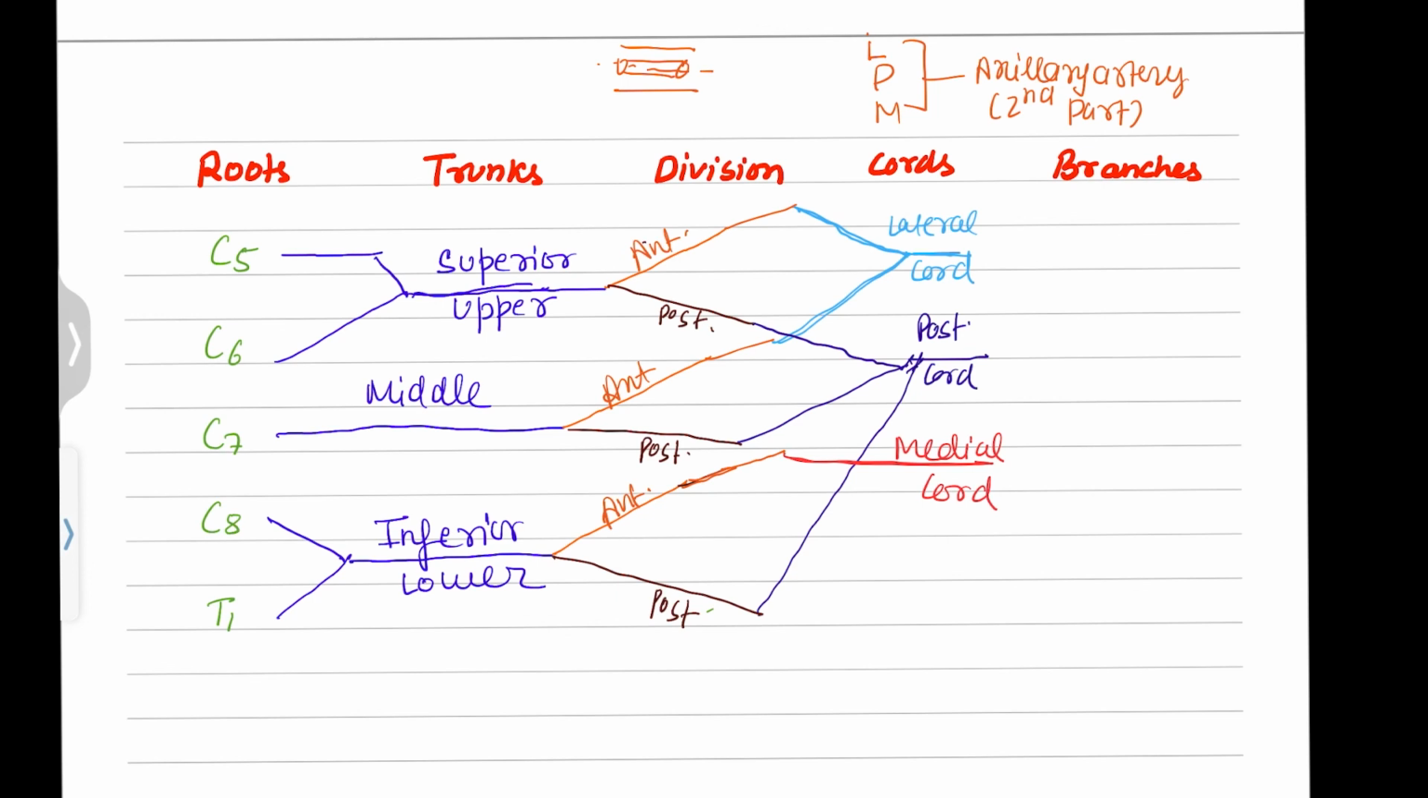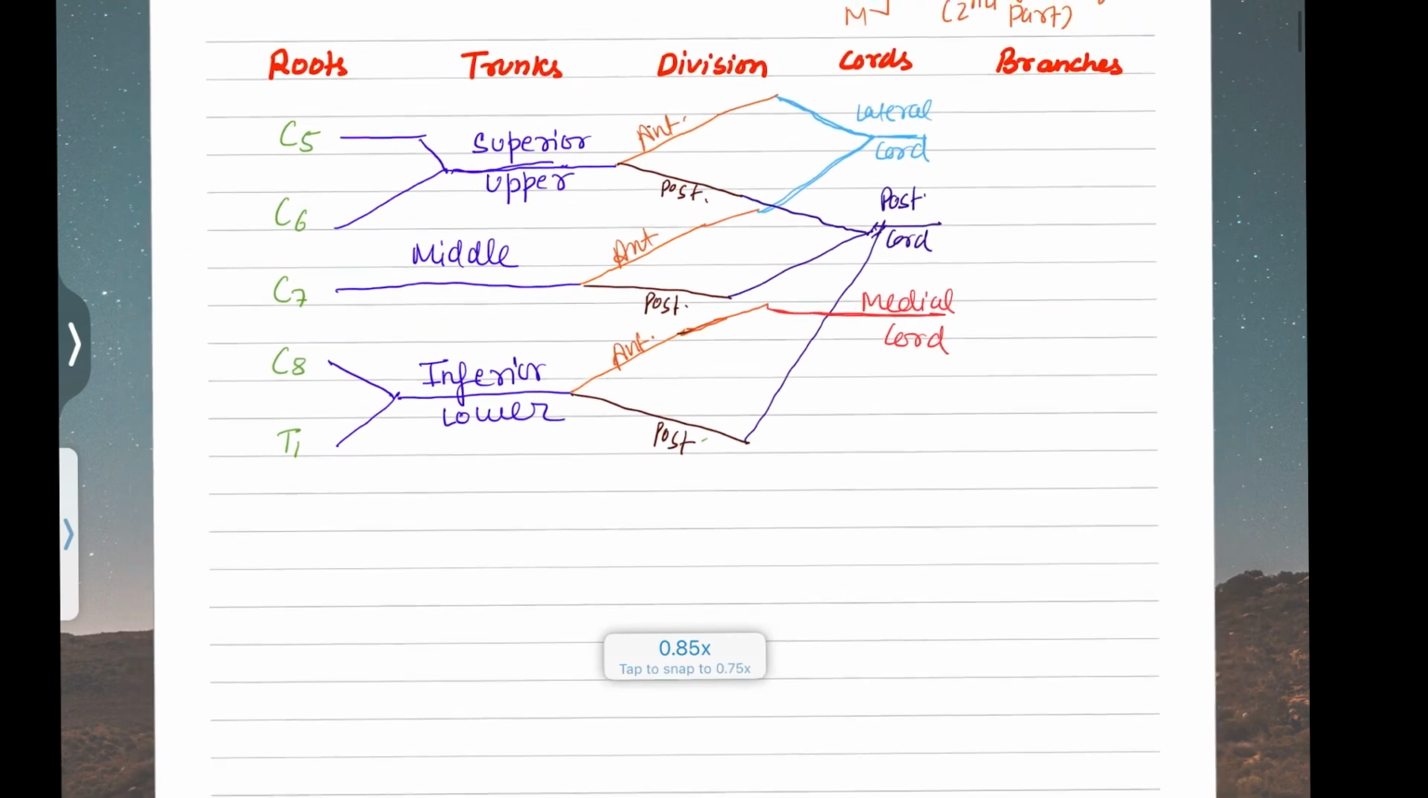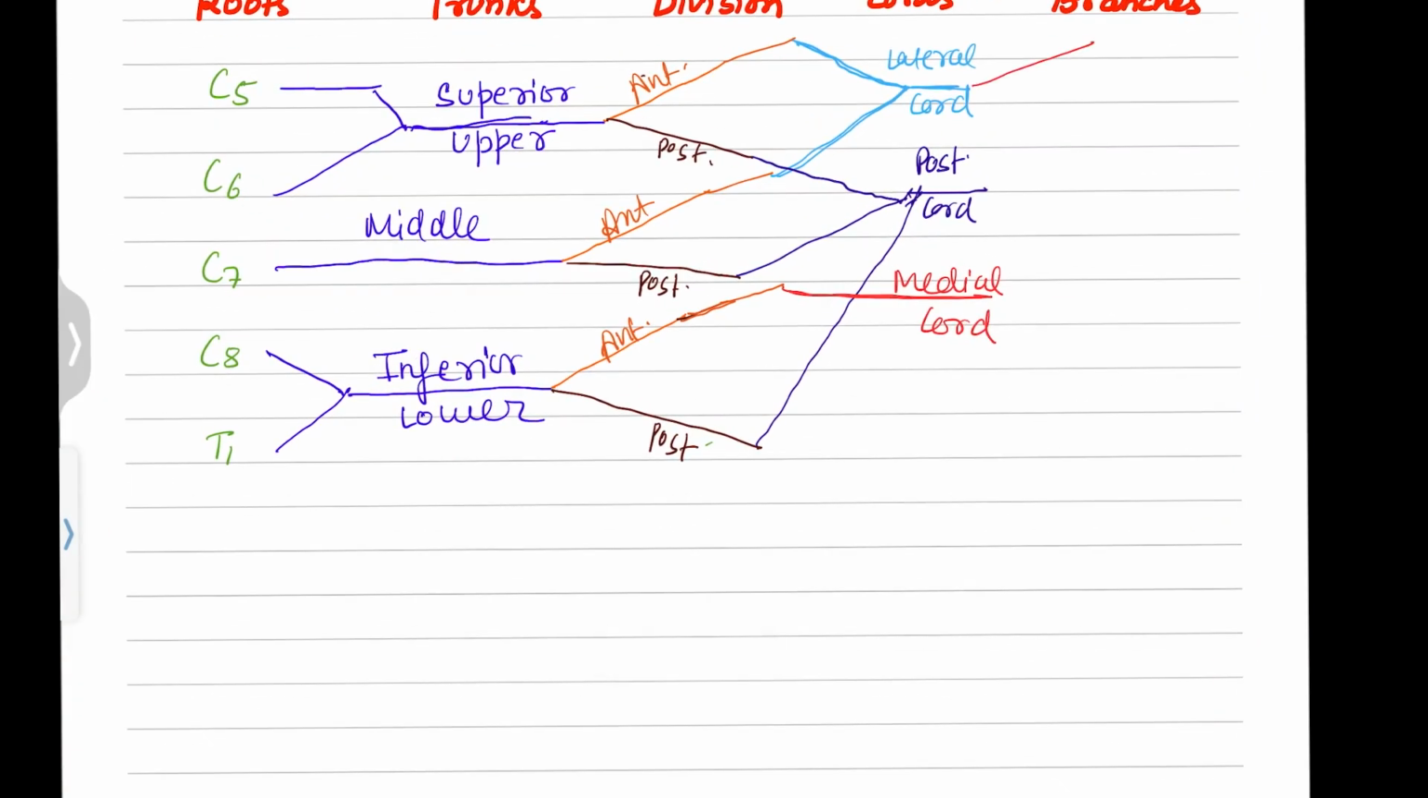So that would be all for the cords, and now we will move towards the branches. Let me tell you, the branch names would be easy if you follow some mnemonic. Let me write it somewhere else, because there are a lot of branches. The lateral cord will give 3 branches, the posterior cord will give 5. I will tell you the major ones and the minor ones, but the major ones you have to focus on a bit more. And the medial cord will also give 5 branches.